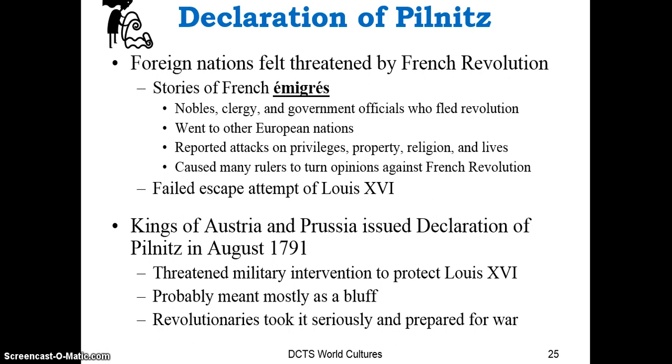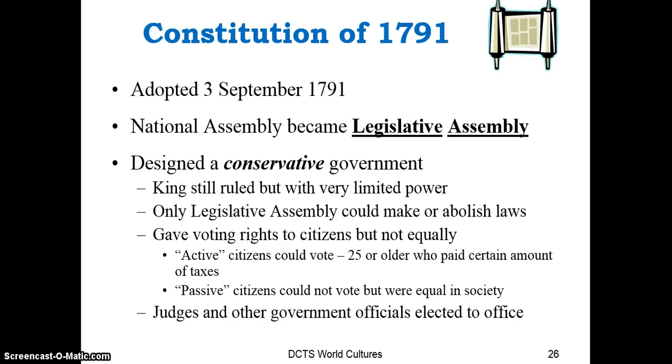The kings of Austria and Prussia issued the Declaration of Pillnitz in August, threatening military intervention to protect Louis XVI. It was mostly meant as a bluff, but the revolutionaries took it seriously and prepared for war.